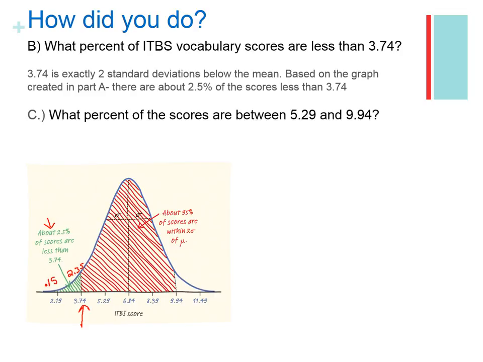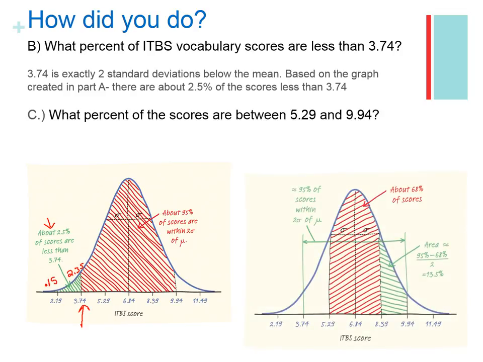All right, so let's take a look at C. Letter C says, what percent of scores are between 5.29 and 9.94? In this case, we are using the empirical rule specifically to answer these questions. All right, so let's just take a look. Okay, we had 5.29 right here on my curve, and then I had 9.94 right here on my curve.